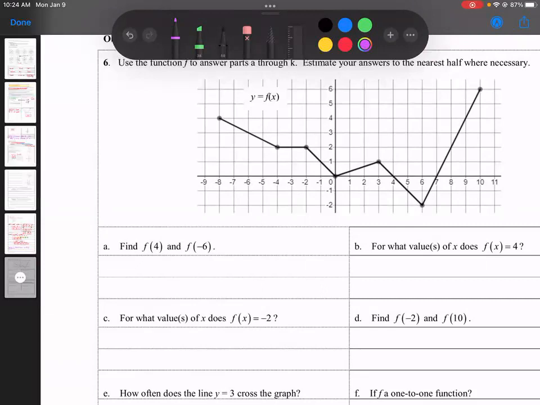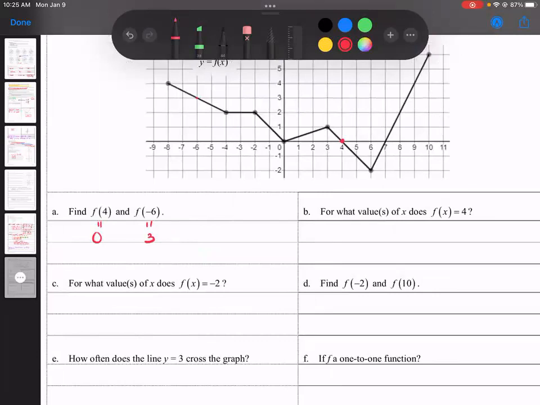So the dot means it doesn't go on forever. It stops right there. So what's f of 4? When you eyeball 4, what's the height? 0, right? Right here, 4. So f of 4 is 0. What's f of -6? -6, 3 right here. Right, 3, thank you.